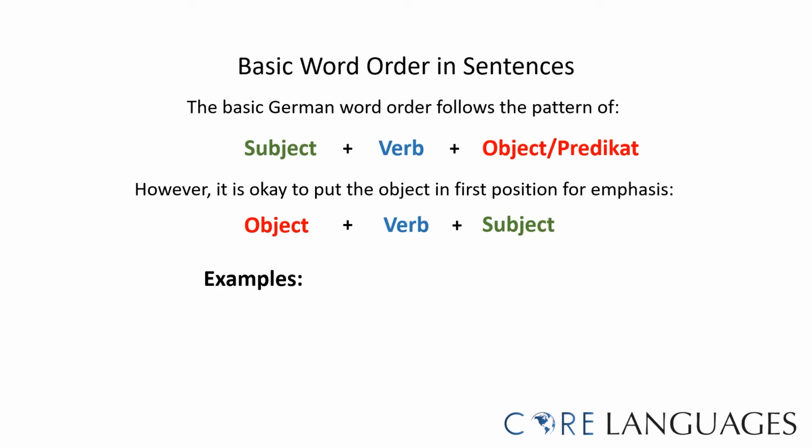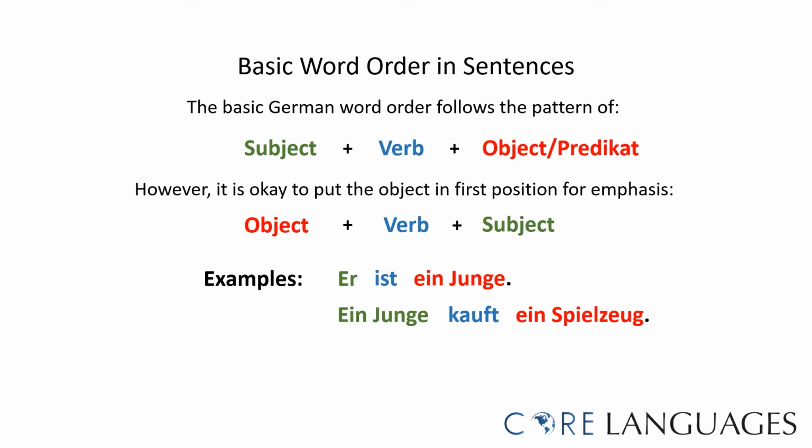For example, or zum Beispiel, er ist ein Junge. He is a boy. Er is the subject, ist is the verb, and ein Junge is the predicate noun. Another example would be ein Junge kauft ein Spielzeug. A boy buys a toy. Ein Junge is the subject, kauft is the verb, and ein Spielzeug is the object of the sentence.